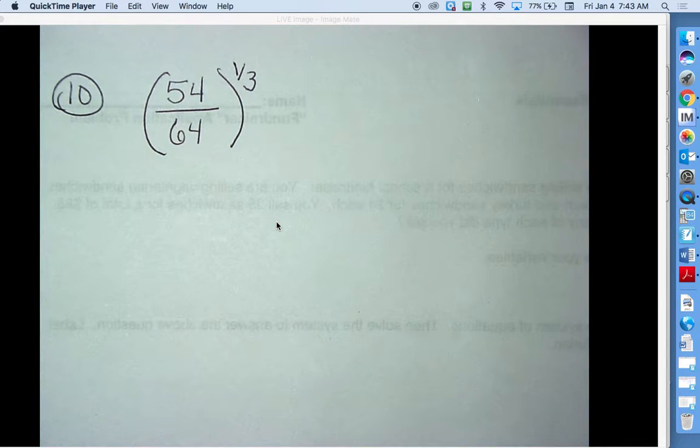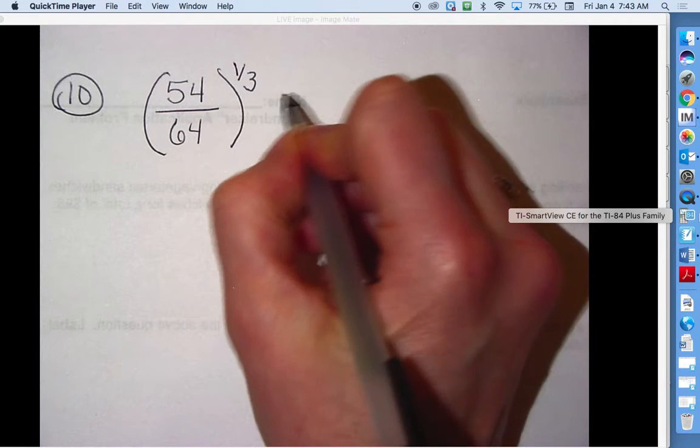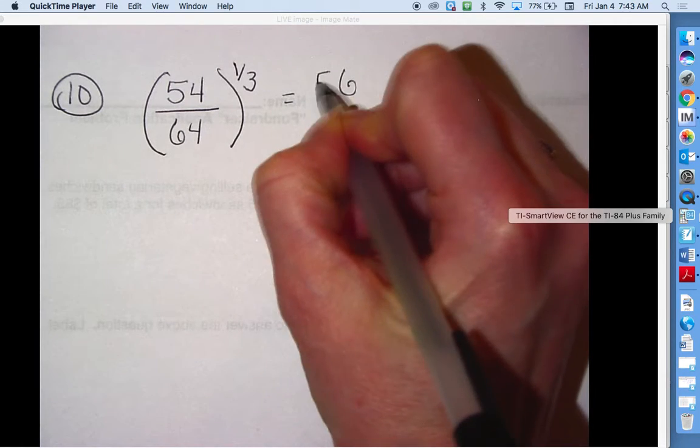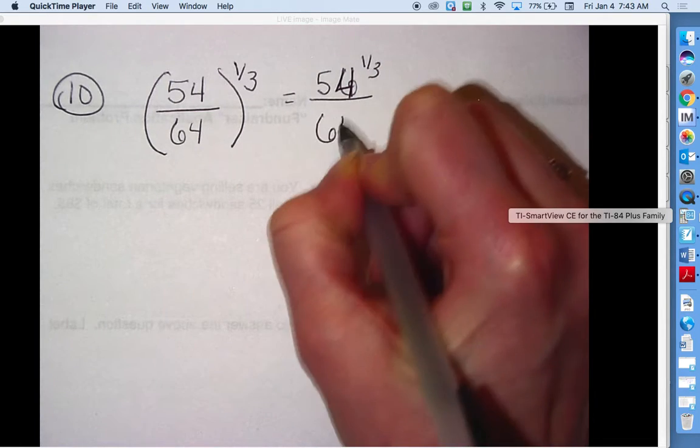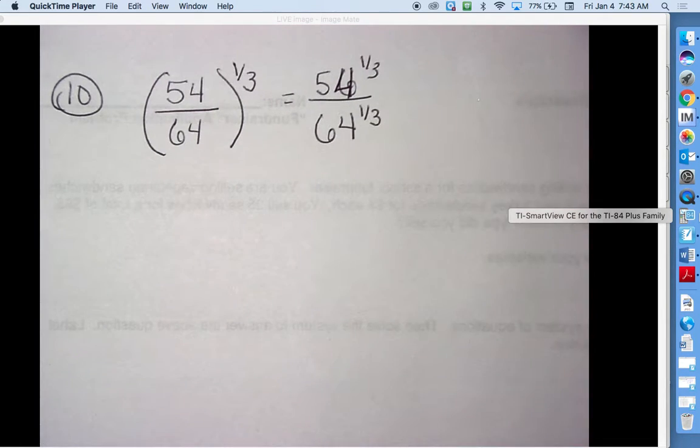And the directions in this group just said to simplify the expression using properties of exponents or properties of radicals and rational exponents. So, Melanie, what's the first thing you thought of doing with that 1/3 power? Yeah, so distribute to each piece of those. So that gives us 54 to the 1/3 over 64 to the 1/3.